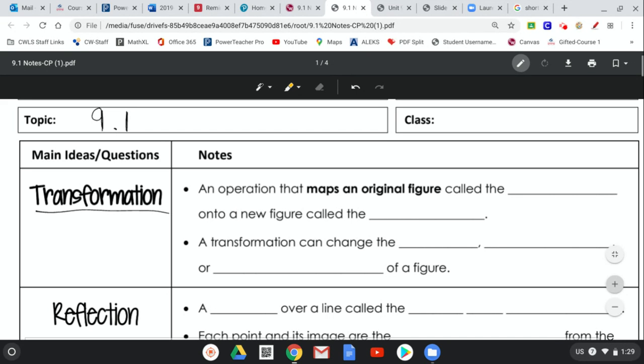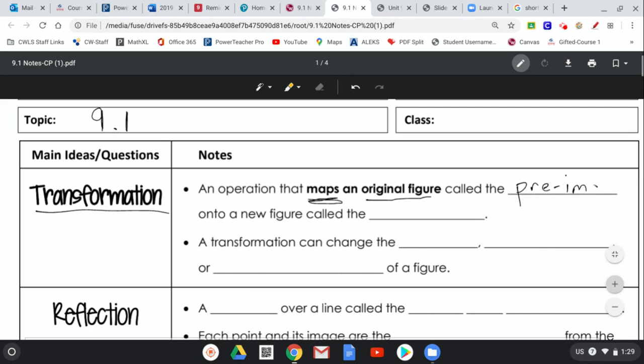Okay. So an operation in this word maps, you kind of see that a lot in math, maps on an original figure, that just means we're moving the figure in some way, shape, or form. Like I said, don't overthink this. Now, we have some vocab here. So, an operation that maps an original figure, so the one we're starting with, is called the pre-image.